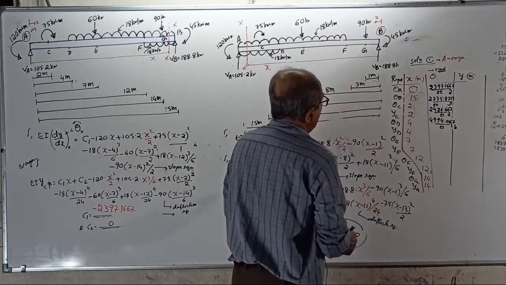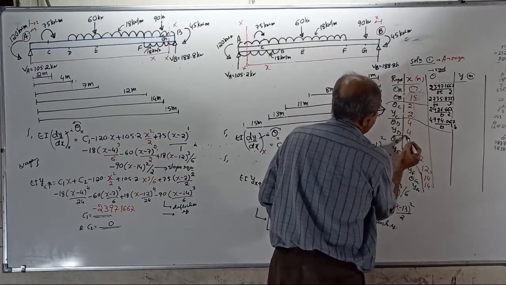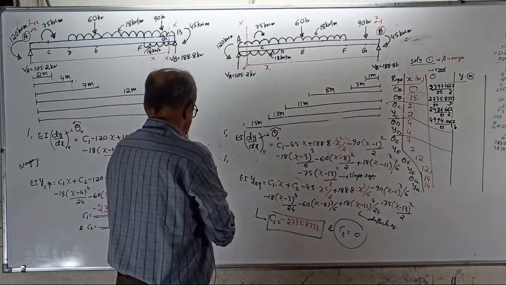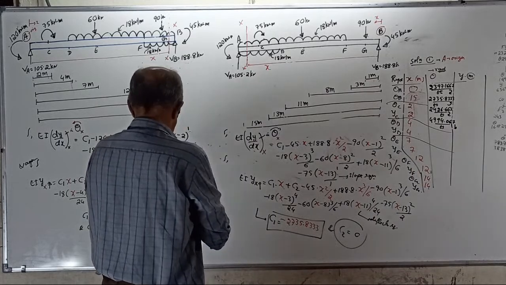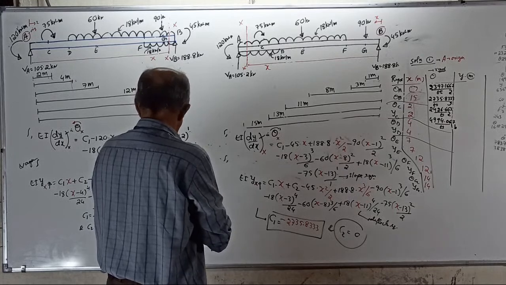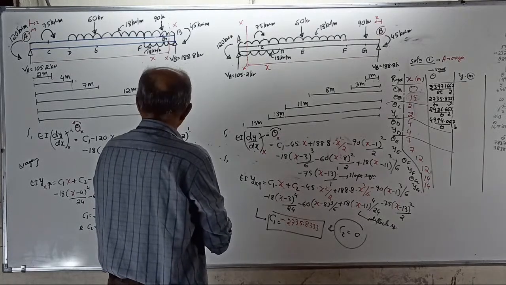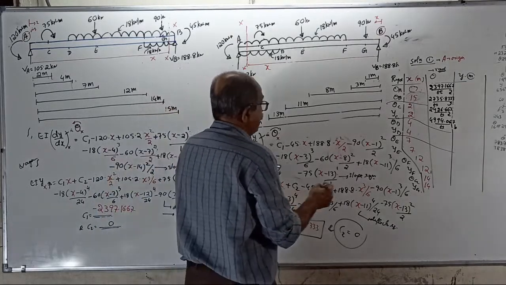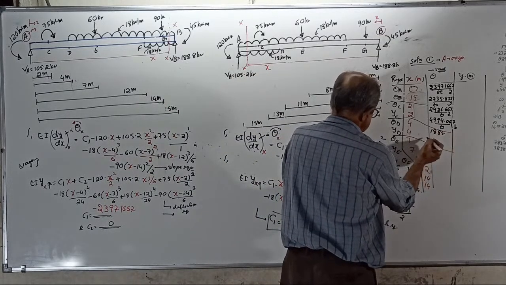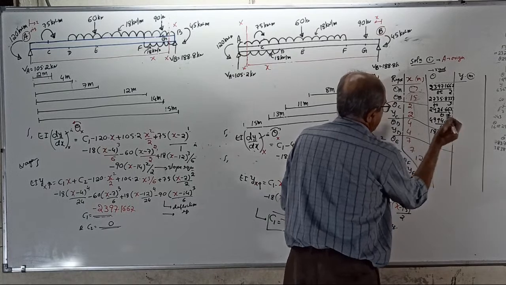Then slope, a little space problem here, okay. Then theta D, put x equal to 4 meter. Shift store A minus 120 into 4 plus 105.2 into 4 square divided by 2 minus 0 plus 75 into 4 minus 2 is 2. That's all. 1885.567 by EI radian in the clockwise direction.